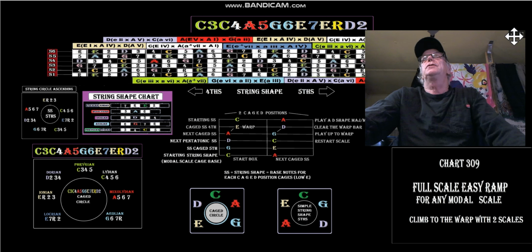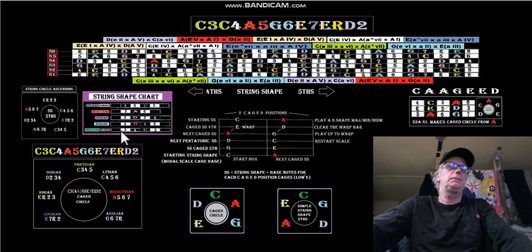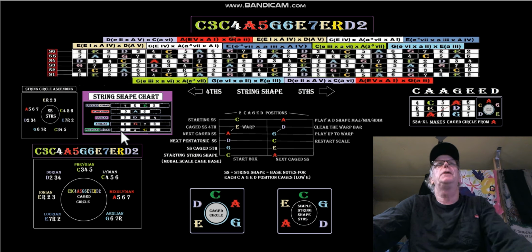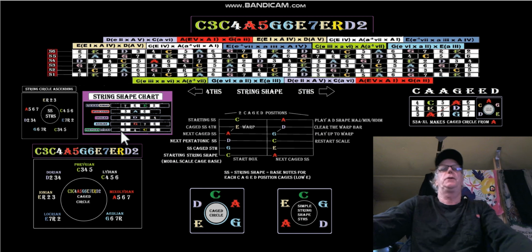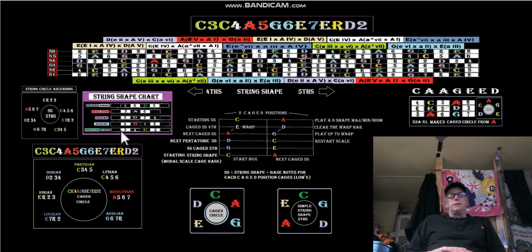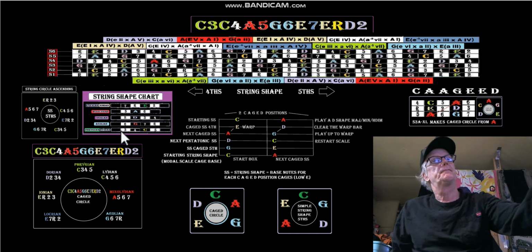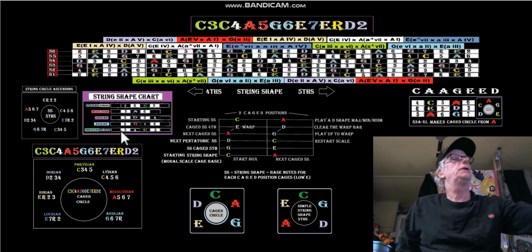This is it. Chart 309, full scale, easy ramp for any modal scale, climb to the warp with 2 scales. Okay, so this is another video of the same gentleman that I saw from another video that gave me the idea, and I thought I'd do a total in-depth. Usually guitar players will use the A minor pentatonic. But I've got full modal, which means we're not just going to do this. We're going to do all of them, starting even from C.